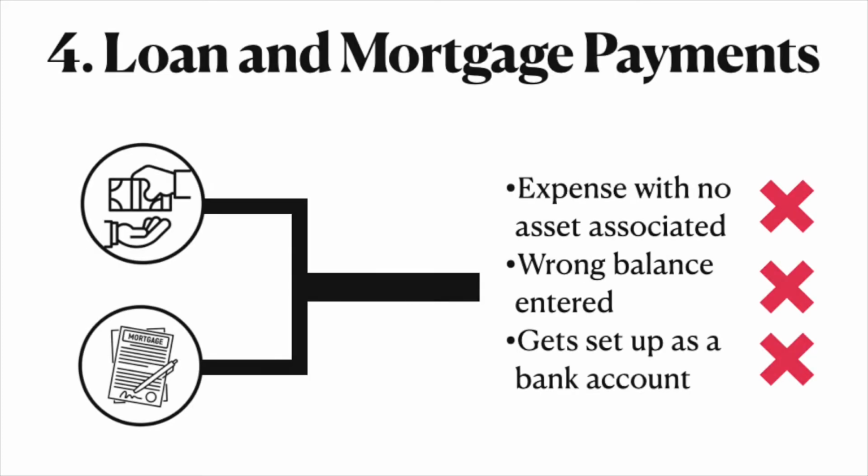Error number 4. Loan and mortgage payments are entered as expenses with no associated asset. Also, sometimes the line of credit balance is entered as a liability for the amount available rather than the amount actually borrowed, or it gets set up as a bank account. I've included a link to this particular error with more details in the description below.